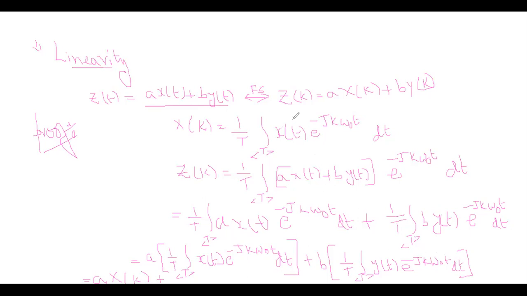See, instead of x of t here it is y of t. So when x of t is the signal, the coefficient is x of k. When the signal is y of t, the coefficient is y of k. So a into x of k plus b into y of k. So that only we have to show, that z of k is equal to a into x of k plus b into y of k. All I want to say, this is the first property in the Fourier series, the linearity property.